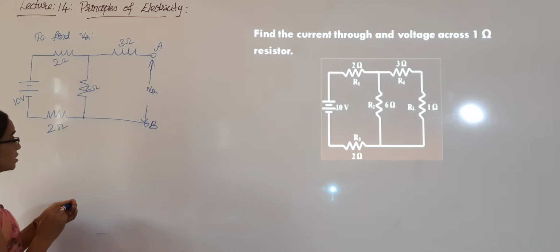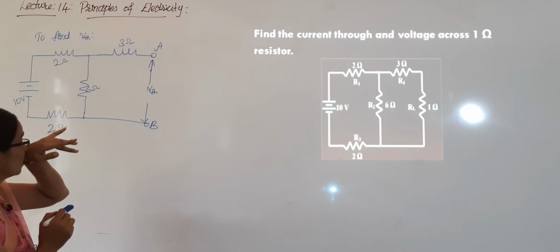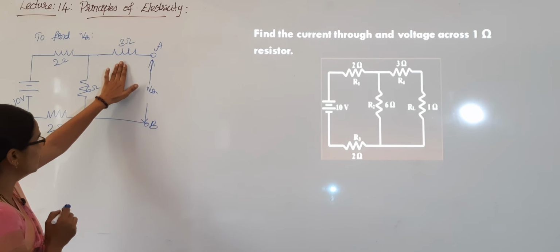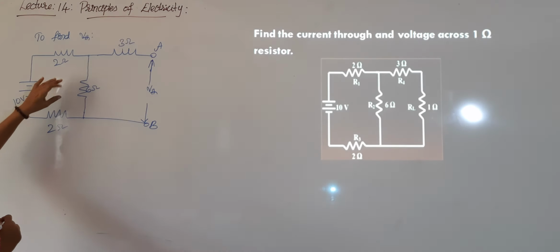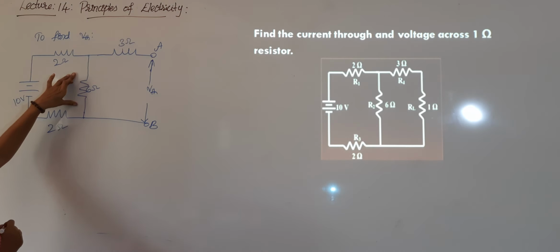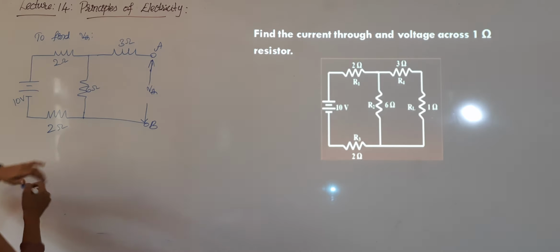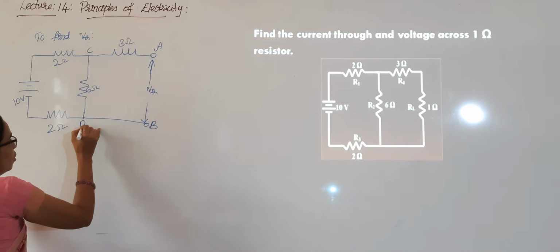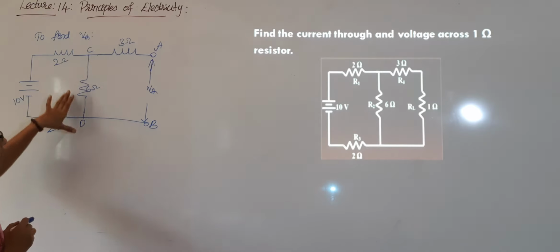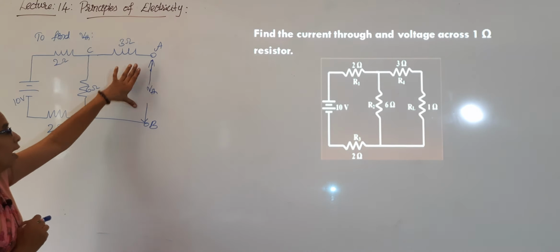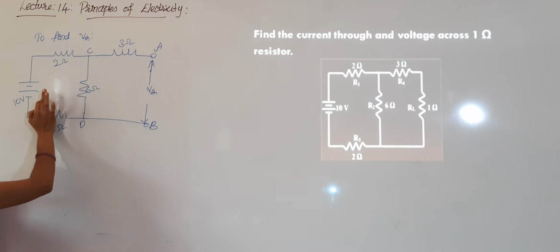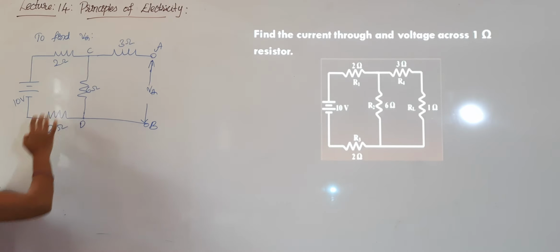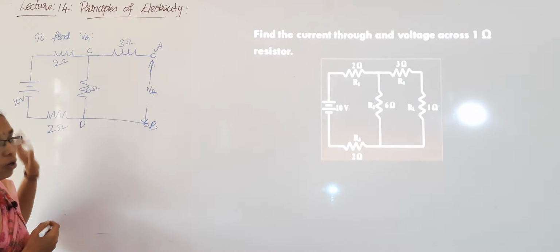So here is the same thing. Open circuit means no voltage drop across 3 ohm. So voltage drop across this, I will mark this as C and D. Voltage drop across C and D will be equal to voltage drop across A and B. So here in this case, again this will become a series circuit which is having 3 resistors in series along with the 10 volt voltage source.